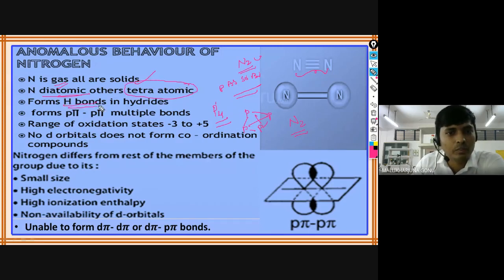Nitrogen forms hydrogen bonds in hydrides. The rest will not form that much. Hydrides, for example, nitrogen with hydrogen forms NH3. Phosphorus forms PH3.